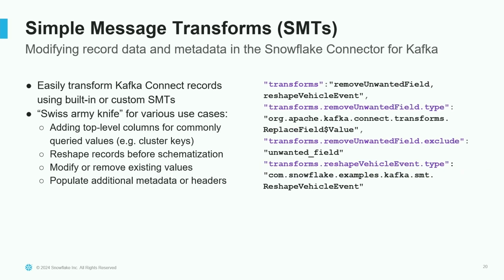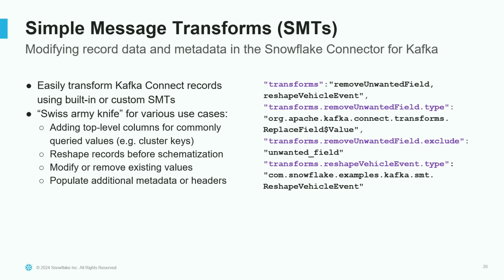The other thing I wanted to call out specifically is the use of simple message transforms. These are a really powerful tool. I like to think of them as a Swiss Army knife where you can put lightweight transformations directly into the Kafka connector. You could do things like redacting or removing specific fields that for whatever reason you don't want to load into Snowflake. You can reshape records.